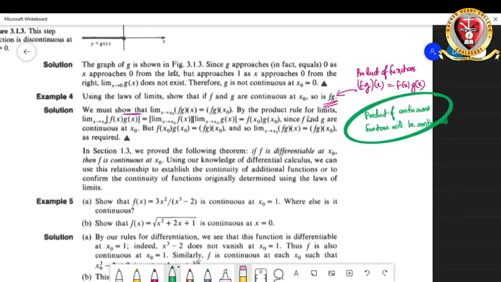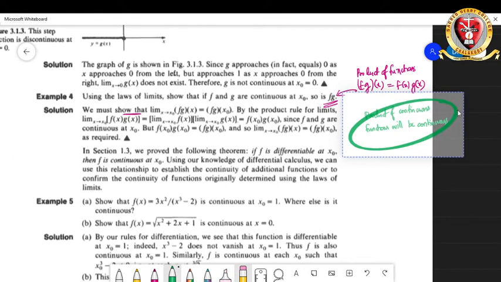Okay, so this is example 4 which we are seeing now. Since f of x naught into g of x naught is equal to fg of x naught, finally you end up with what we want, that is limit x tends to x naught fg of x is equal to fg of x naught. That means the product of continuous functions will in turn be continuous. So that is example 4.